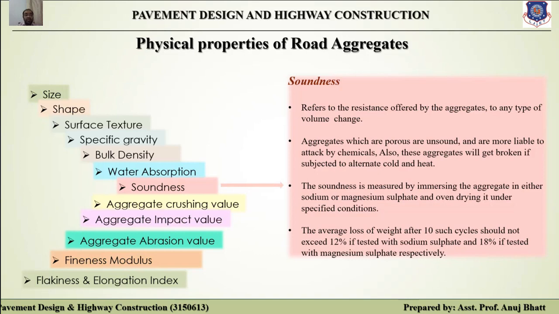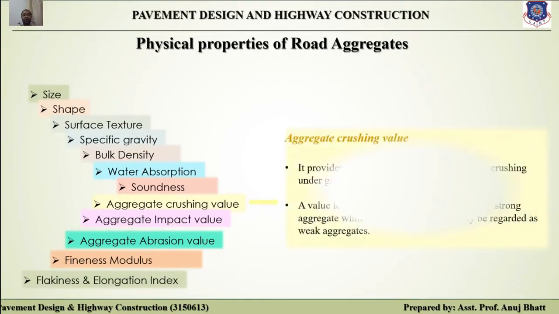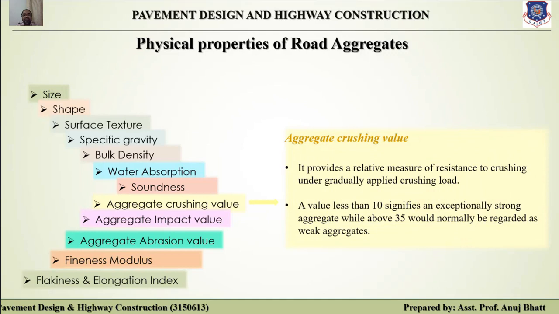So the soundness should be proper, so that the aggregate will not change its volume. Soundness gives a resistance to any kind of volume change. So that is called the soundness property. The next is aggregate crushing value.